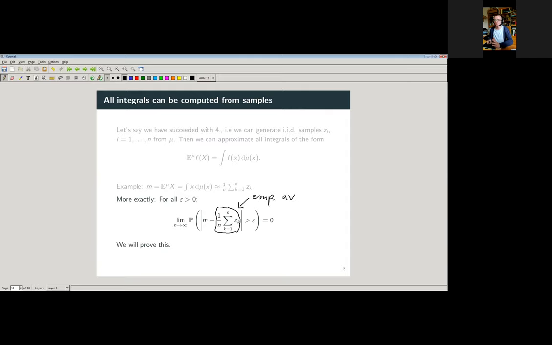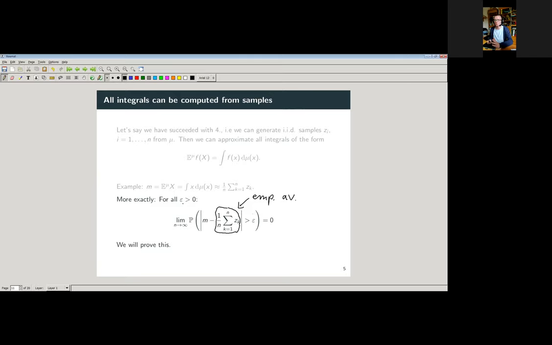Empirical average. What it says is, in the long run, so if we take lots of samples, n, then the deviation between the empirical average and the analytical mean m will be higher than any small number that we can pick, and this probability will go to zero. So I didn't explain this well.